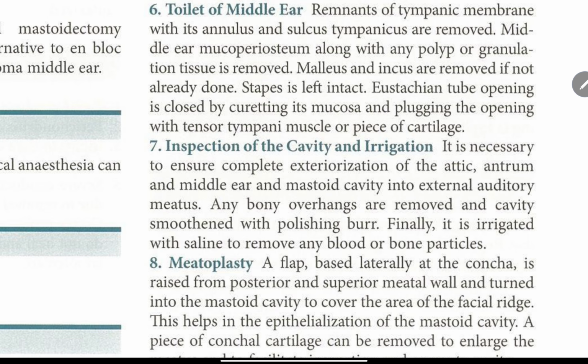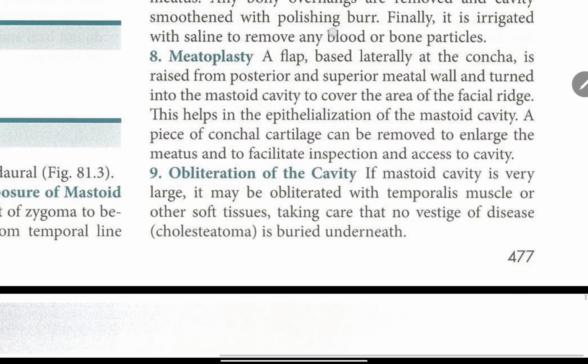7. Inspection of cavity and irrigation. It is necessary to ensure complete exteriorization of the attic, antrum, and middle ear and mastoid cavity into external auditory meatus. Any bony overhangs are removed and cavity smoothened with polishing burr. Finally, it is irrigated with saline to remove any blood or bone particles.